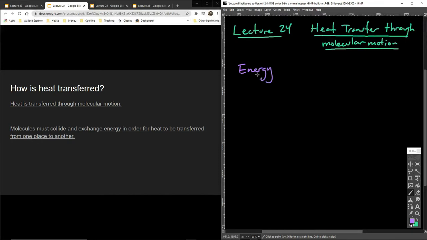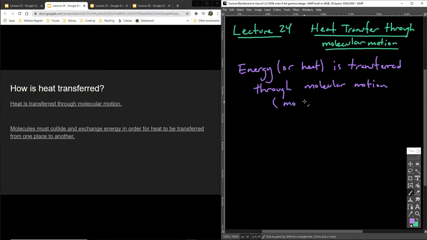Energy, or heat, is transferred through molecular motion. And what is really transferred through is molecular collisions: atoms or molecules colliding with each other. So molecules have to collide with one another in order for there to be an exchange in energy, or an exchange of heat, from one place to another.